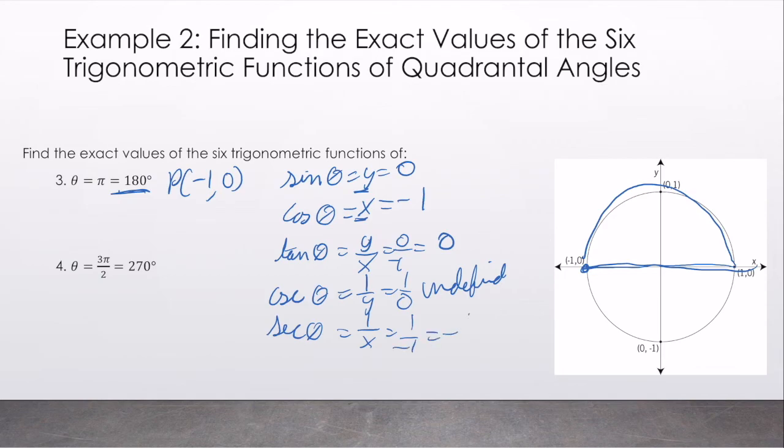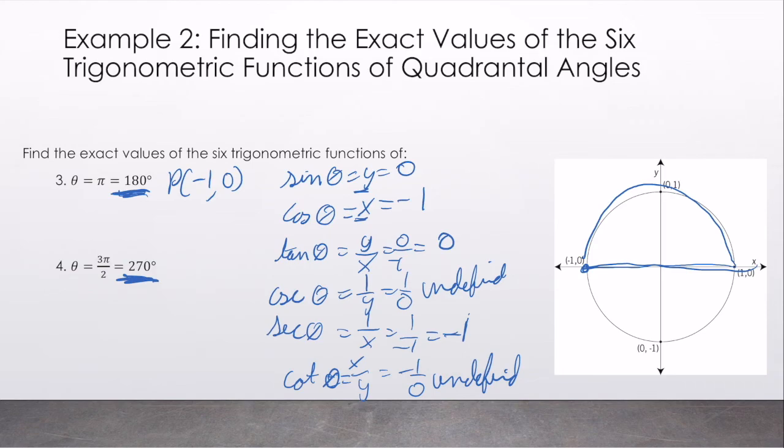And cotangent of theta is x over y, which is -1 over 0, which would also be undefined. So we found that for a theta of 180 degrees, or pi, cosecant and cotangent are undefined. Last but not least, let's take a look at 270 degrees.